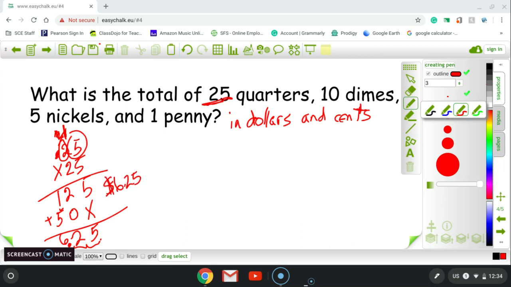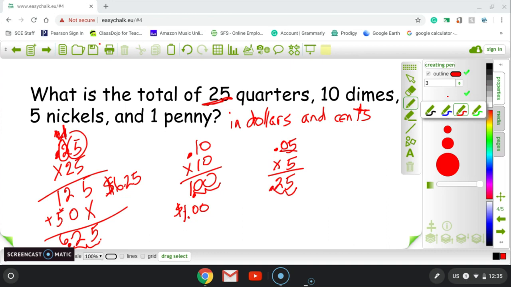For 10 dimes, I'm going to take my 0.10 for a dime times 10. Times 10 is 100. And then I have 2 decimal spots. So I'm going to put my decimal here and move it over 2 spots. So this one's answer is $1. For 5 nickels, a nickel is 5 cents, and I have 5 of them. 5 times 5 is 25. I have 2 decimal spots, so I'm going to start here and move it over 2 spots. So this one is just 25 cents. And then I have 1 penny, which is just 1 cent.